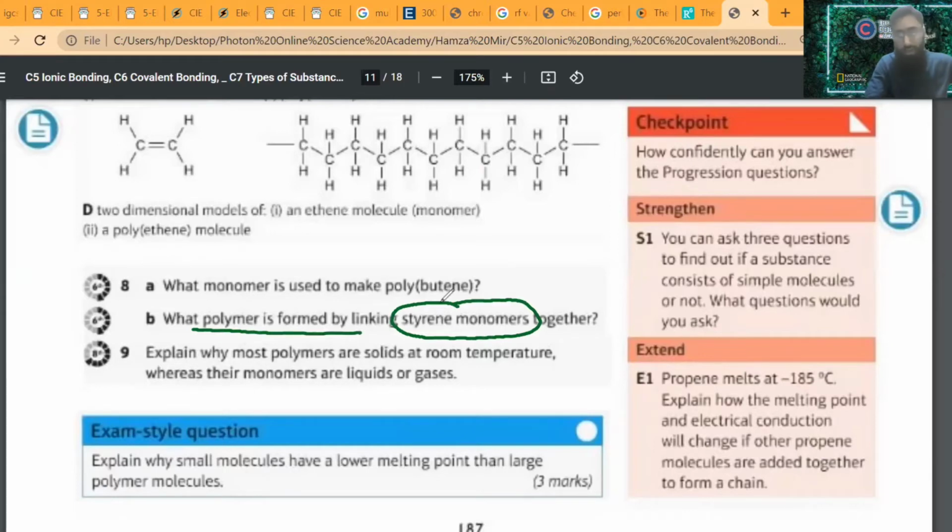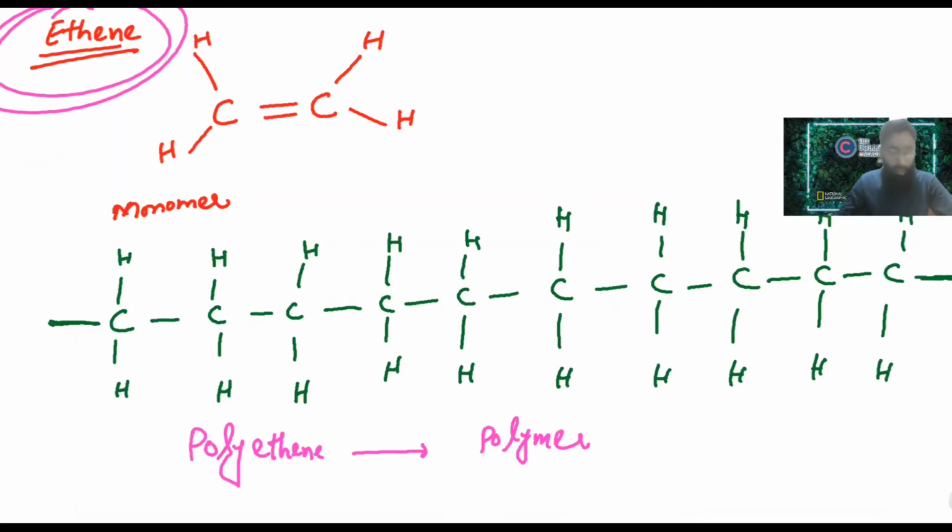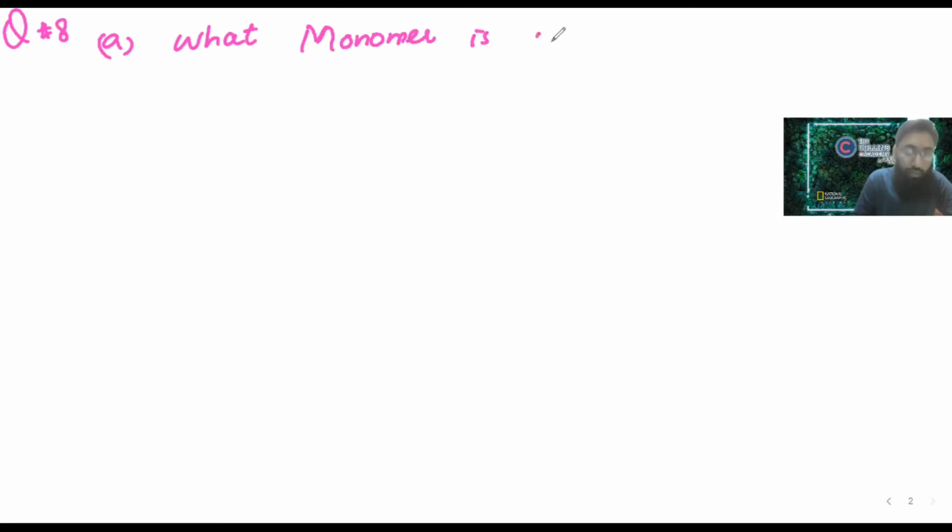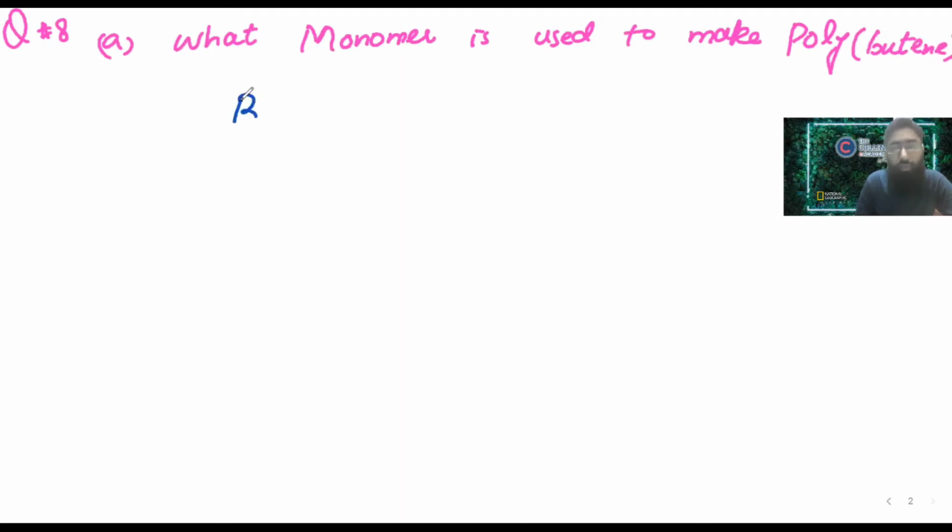First of all, let me write the statement of the questions on the whiteboard. The question is, what polymer is formed? Question number 8, part B. First of all, let me write part A. Part A is, what monomer is used to make polybutene? A very simple answer: butene. The name of the monomer is butene.